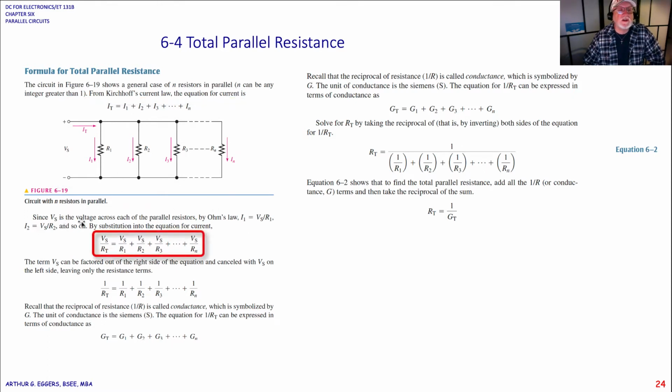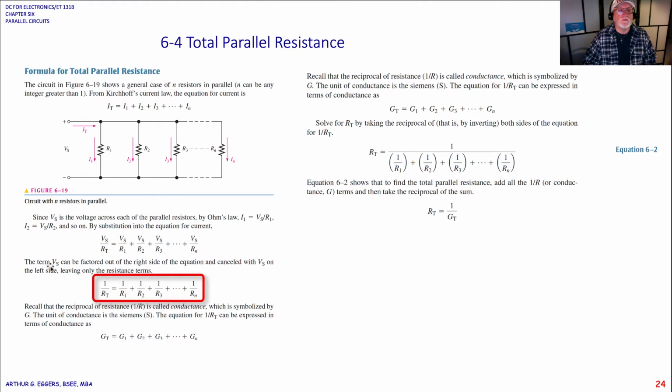Since the source is the voltage across each parallel resistor, by Ohm's law the current in one is equal to V source divided by R1. I2 is equal to V source divided by R2, and we continue through the ladder. This is called a ladder network, out to R sub n. And so we can see by this representation that V sub s over the total resistance is equal to the sum of all of the V sub s over all of the resistors, taken individually.